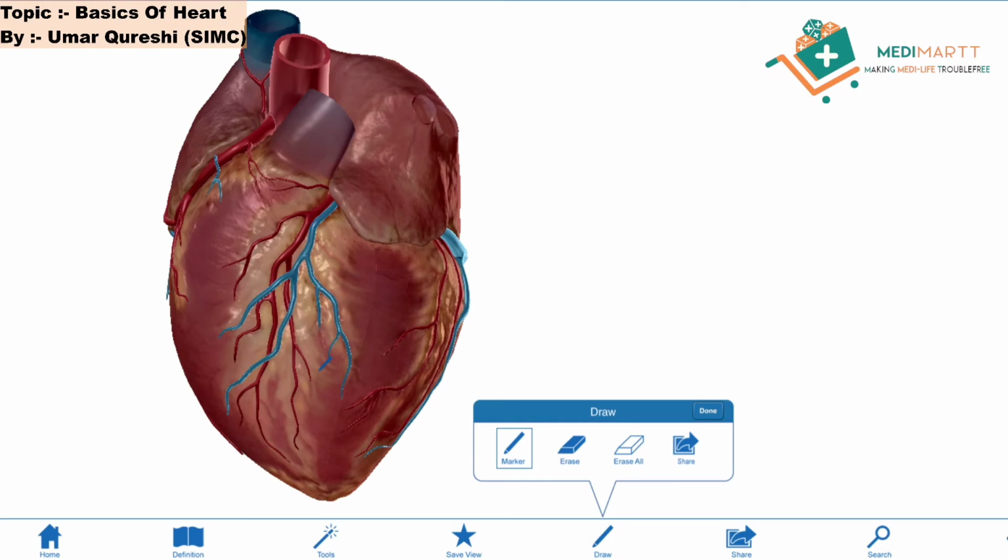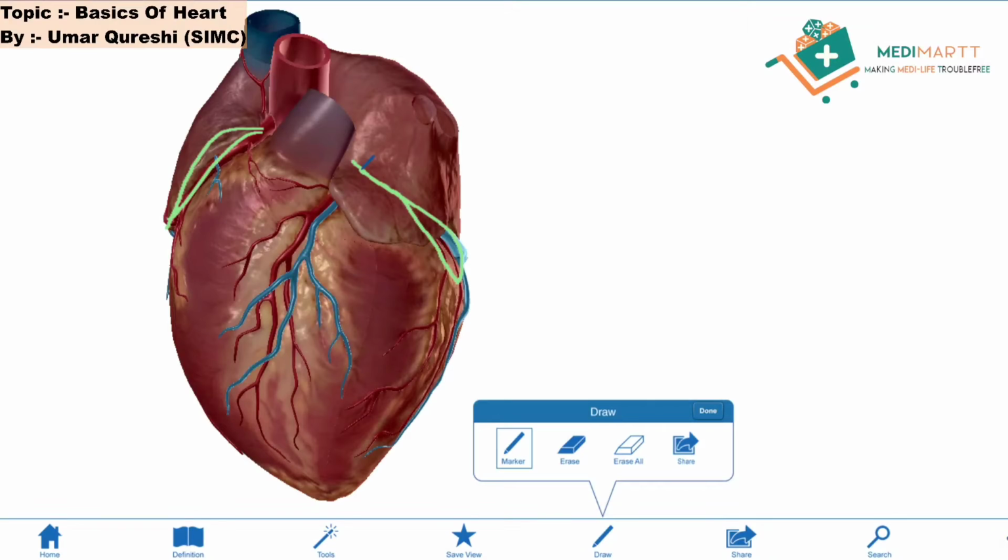Then the next point is that it is subdivided into anterior and posterior parts. We already know that this is the anterior surface, so this is the anterior atrioventricular groove. Then on the posterior surface there will be a posterior atrioventricular groove. So the atrioventricular groove is subdivided into two main parts, the anterior part and the posterior part. Then the anterior part is again subdivided into right and left halves. This is the right part, so it is called the right atrioventricular groove, and this is the left part, so it is called the left atrioventricular groove.